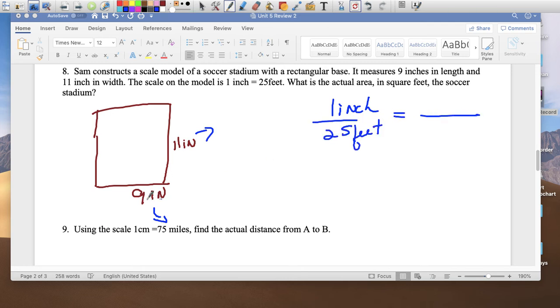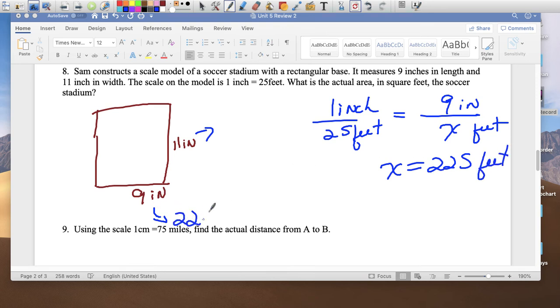which means, let's talk about this one, 9 inches. What's 9 inches represent in real life? So that's an x. We cross multiply, and x times 1 is x, and 25 times 9 is 225, I think, right? I don't know. 9 times 25. Hey, look at that, I was right. So this 9 inches in real life represents 225 feet. Not done yet.